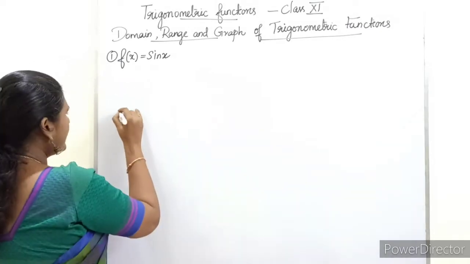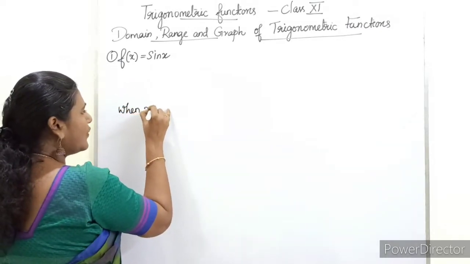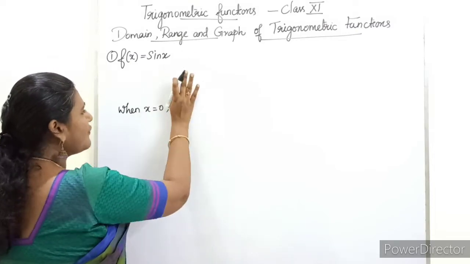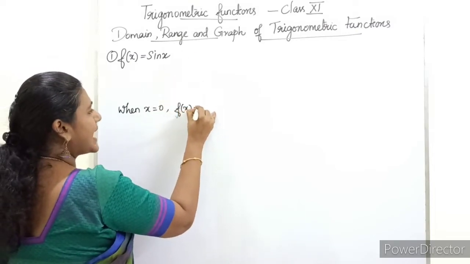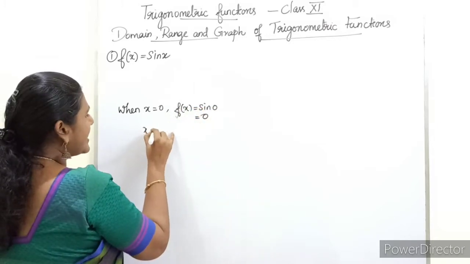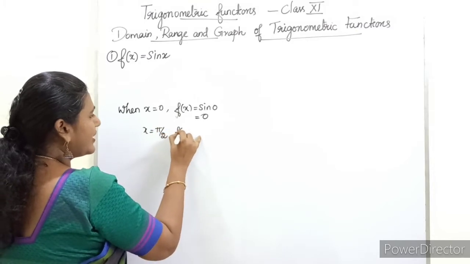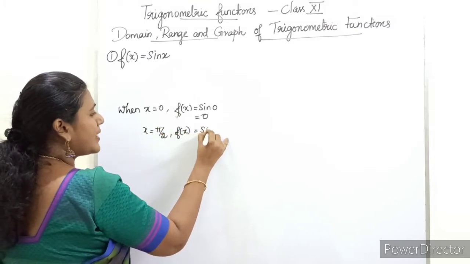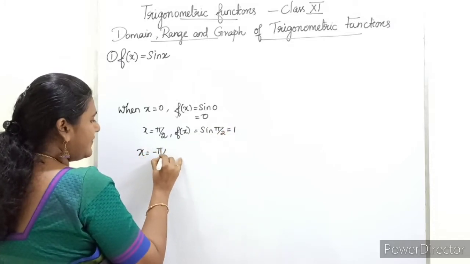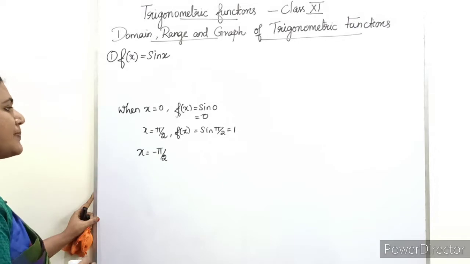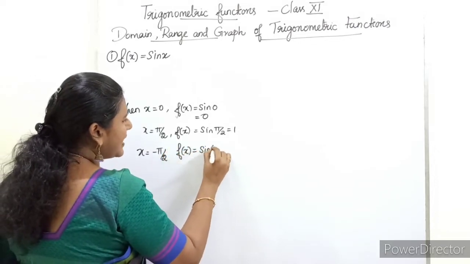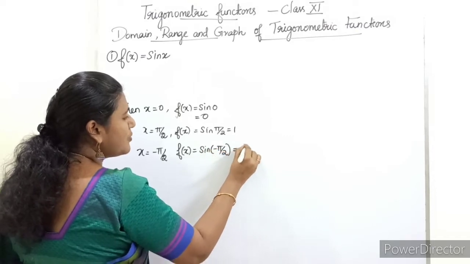So here, whatever value you take for x, for example if I am taking x is equal to 0, f of x is equal to sin x, that is sin 0 is equal to 0. If I am taking x is equal to pi by 2, therefore f of x is equal to sin pi by 2 which is equal to 1. If I am taking a negative angle, if x is equal to minus pi by 2, then f of x is equal to sin minus pi by 2 which is equal to minus 1.